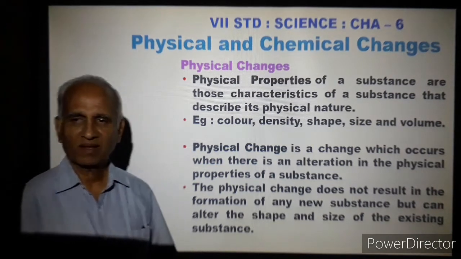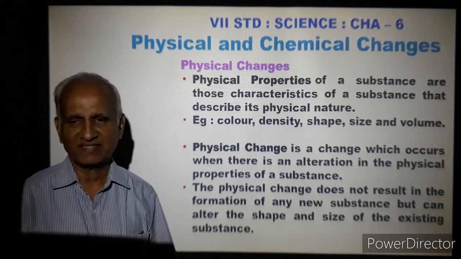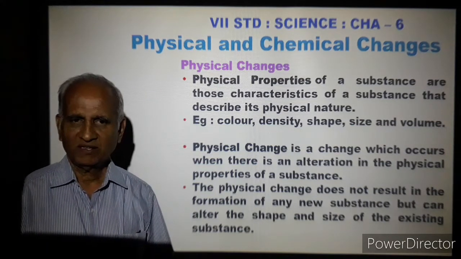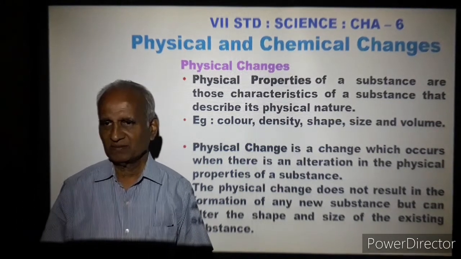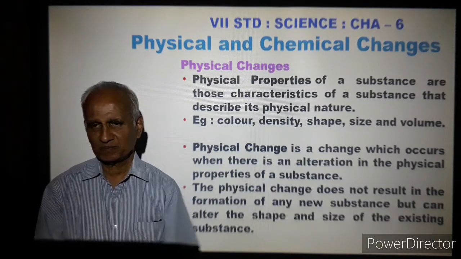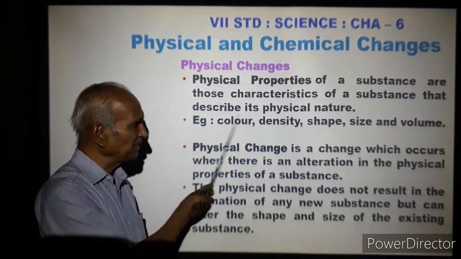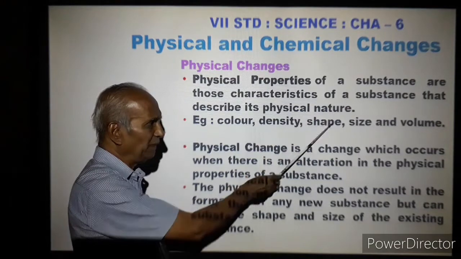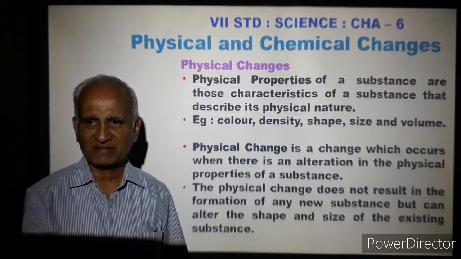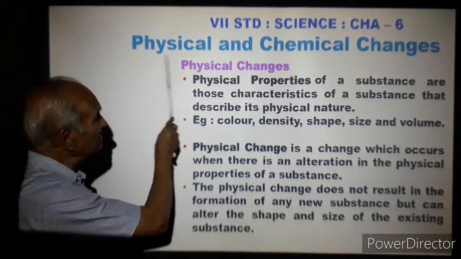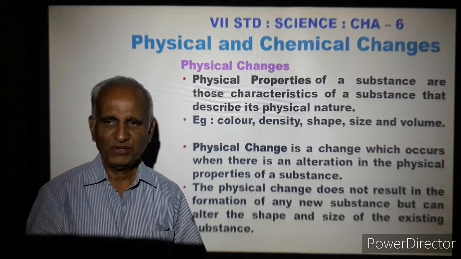Children, the lesson is physical and chemical changes. Each and every substance in this world has various qualities. Certain qualities relate to the color of the object, density, shape, size, volume. These are all the physical variables. They are termed as the physical qualities of a material, physical attributes.